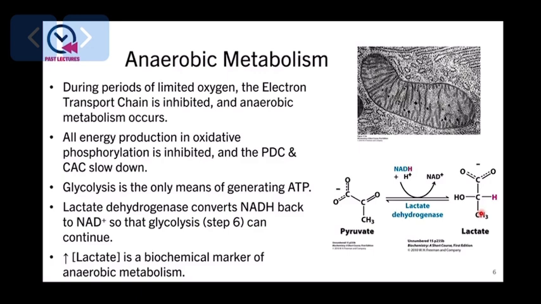Okay, so really important mechanism to allow just a little bit of ATP to be made, but unfortunately now we have this waste product, lactate. Lactate levels are going to rise, and if you see elevated levels of lactate, say in your bloodstream, that could indicate that anaerobic metabolism is taking place.